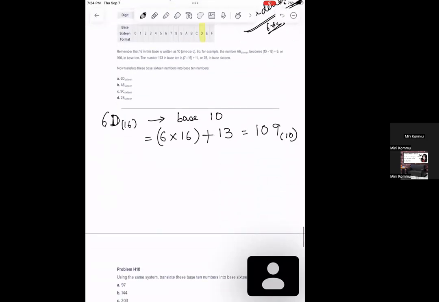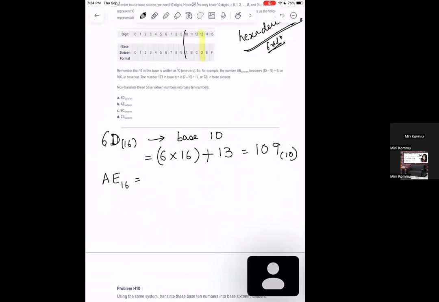How about AE in base 16? Now A is how much? A is 10 in the hexadecimal system. So I'm going to multiply 10 with 16, multiply the first number with 16. And then what is the value of E? 14. So I'm just going to put it as plus 14. Let me just quickly calculate 160 plus 14, which will be equal to 174 in base 10 system.